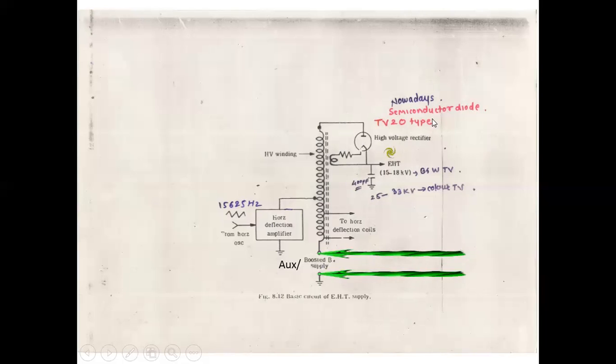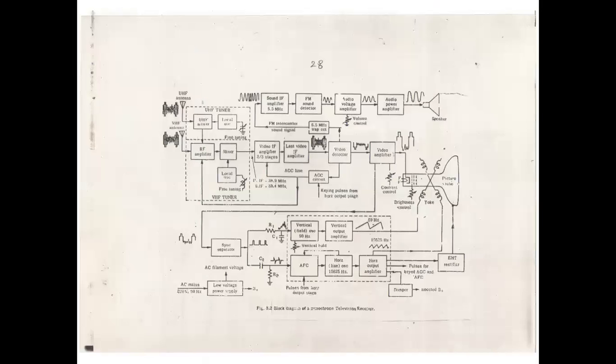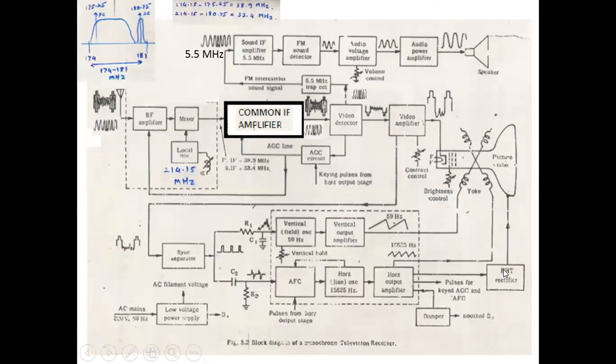I have already shared these slides with you. See, in this upper part I have written TV20 type semiconductor diode. So this kilovolt signal of 15625 hertz is rectified by this semiconductor diode of TV20 type, and then it is filtered and given to the final accelerating anode. So where is that final accelerating anode? Just go to the previous slide of the block diagram, and all of you see this EHT rectifier.